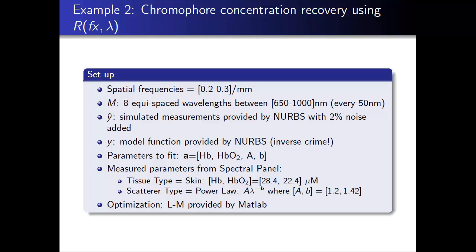So my second example is to look at spatial frequency reflectance, also with wavelength. And so I've chosen these spatial frequencies. I chose 8 wavelengths in this realm, and I simulated my measured with NURBS with 2% noise, and I used that as my model function. This is called the inverse crime. Shouldn't be using the model that you created your measurements from because you're kind of using like with like, kind of cheating there. But we're just going to do it for the sake of illustration on this example.